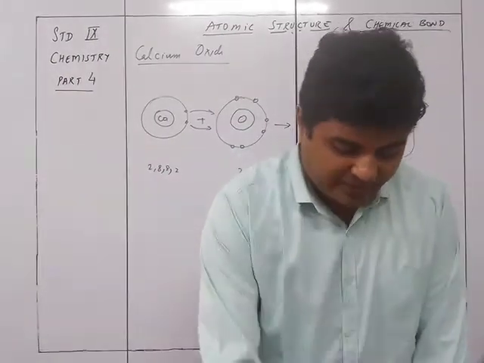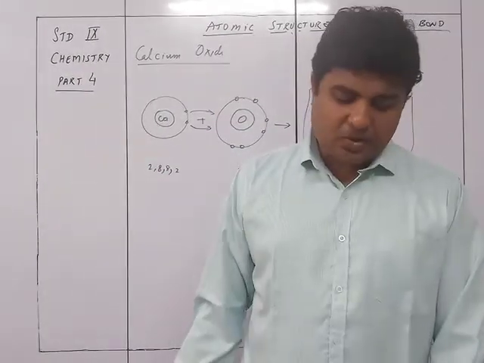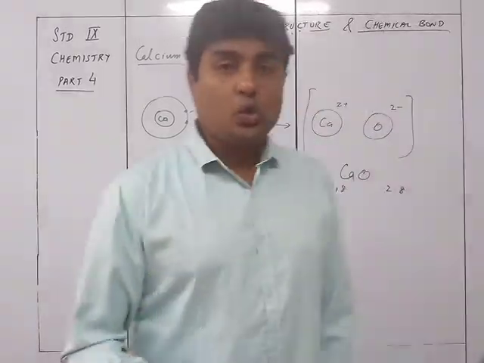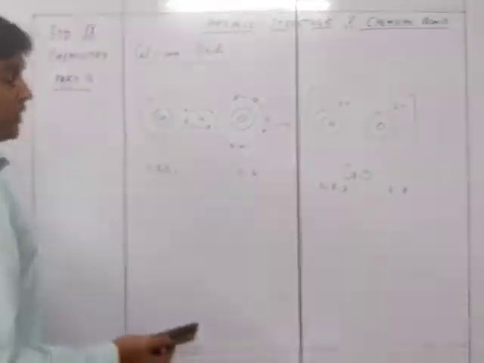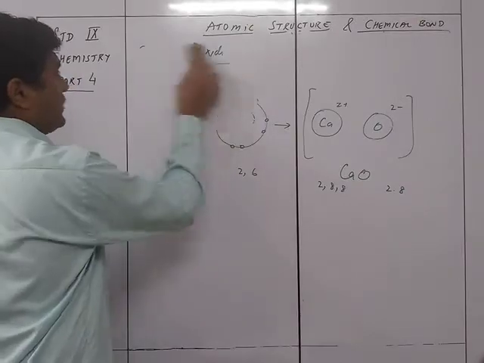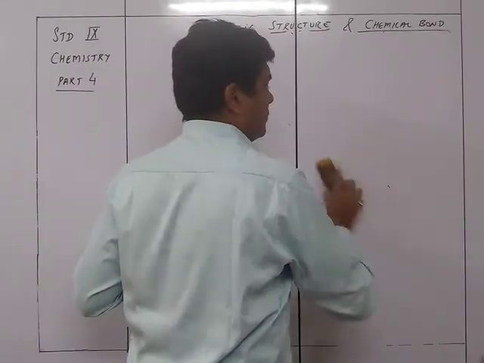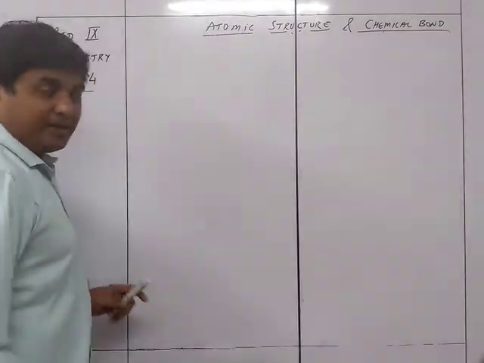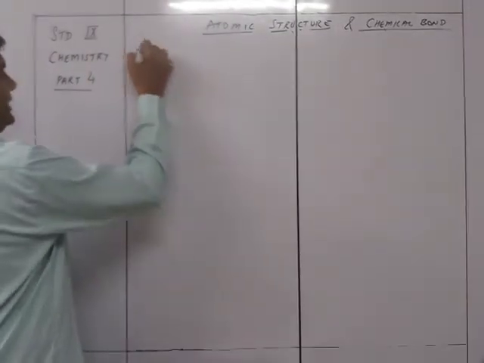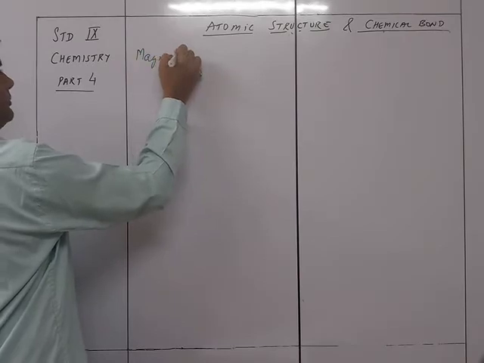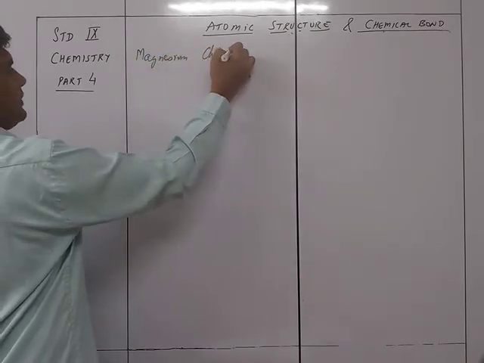The next one is magnesium chloride. So in case of magnesium chloride, there will be 2 chloride atoms required. So the number of chlorine atoms required for magnesium will be 2. So that's why it will be magnesium chloride.